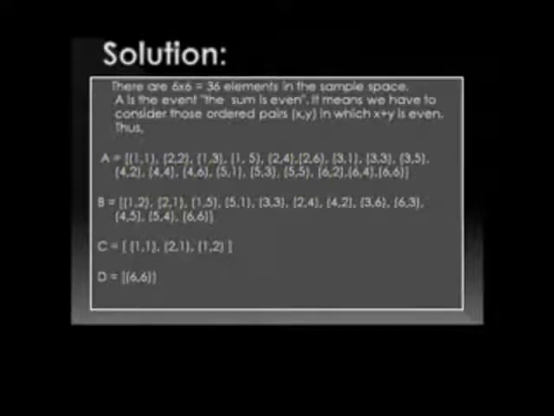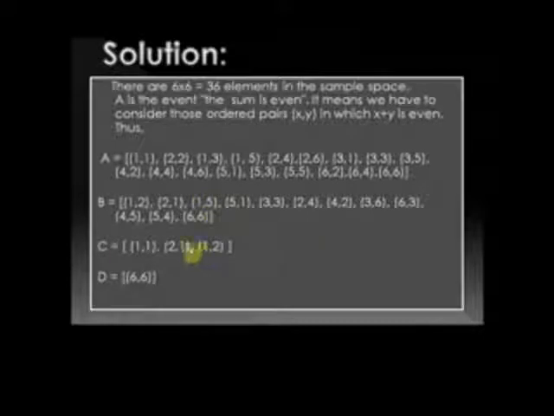Now B is the sum should be a multiple of 3. Now we see that the sum of these two numbers should be a multiple of 3. Now the multiples of 3 could be 3, 6, 9 and 12. The maximum could be 12. So the sample points for set B would be 1 comma 2, 2 comma 1, 1 comma 5, 5 comma 1, 3 comma 3, 2 comma 4, 4 comma 2, 3 comma 6, 6 comma 3, 4 comma 5, 5 comma 4 and 6 comma 6.